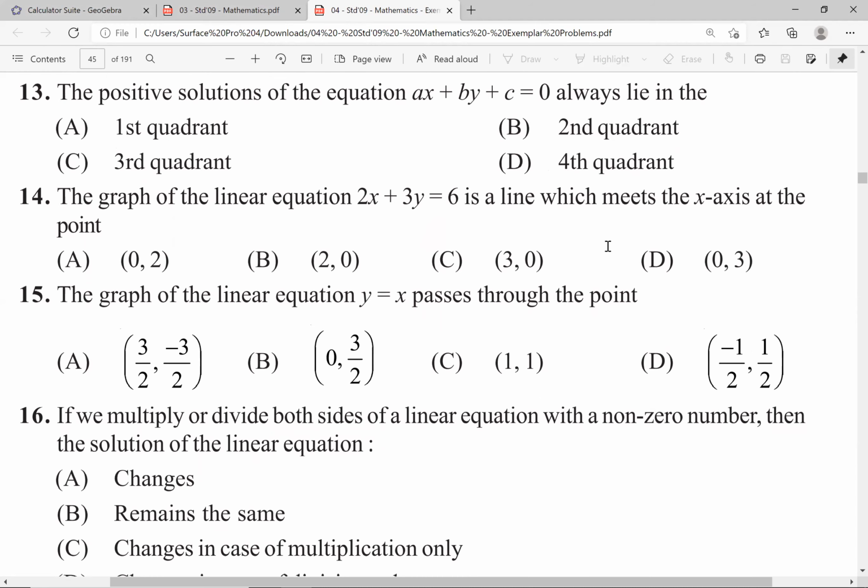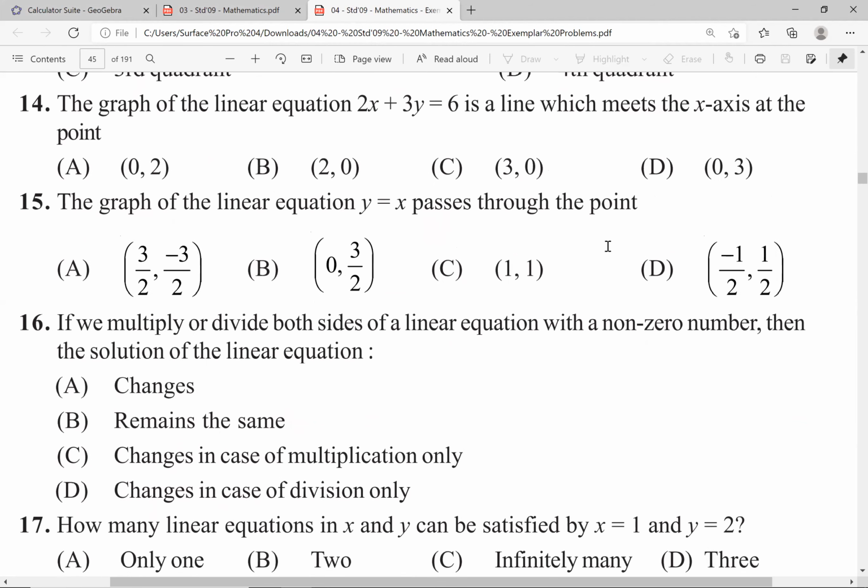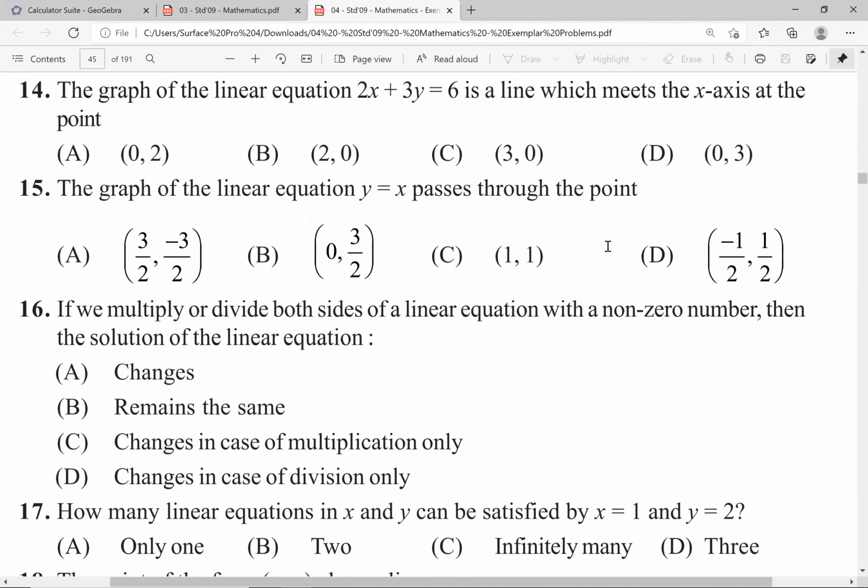Anyway, so the positive solutions of the equation, this always lie in which quadrant? So I think let's not do this one. We don't have much time. Okay, let's do the 14th one, and this is very similar to the previous one that we did. In fact, it was the same equation as well.